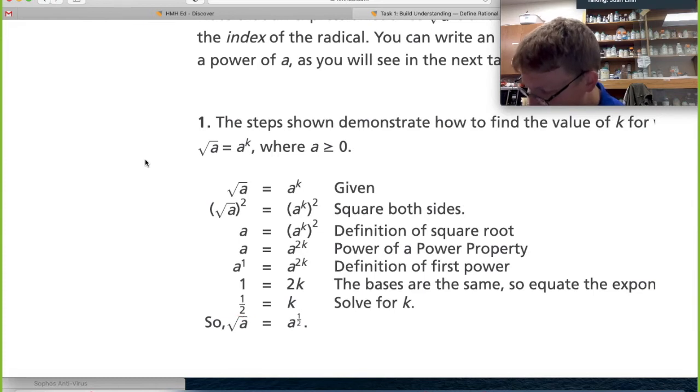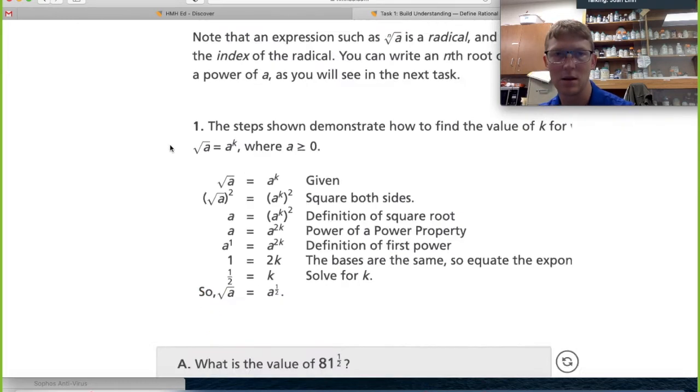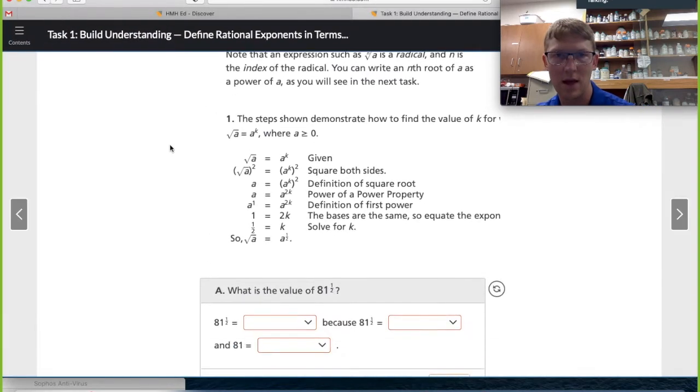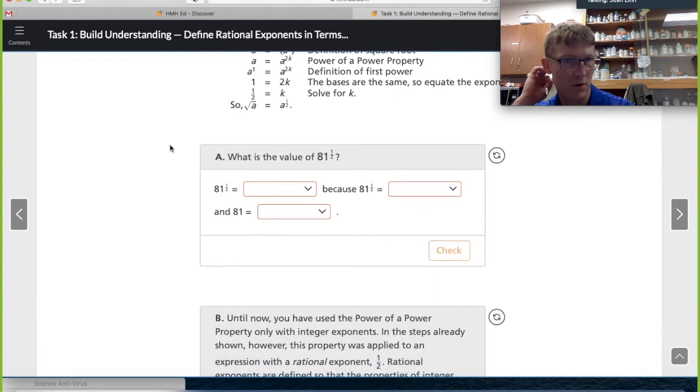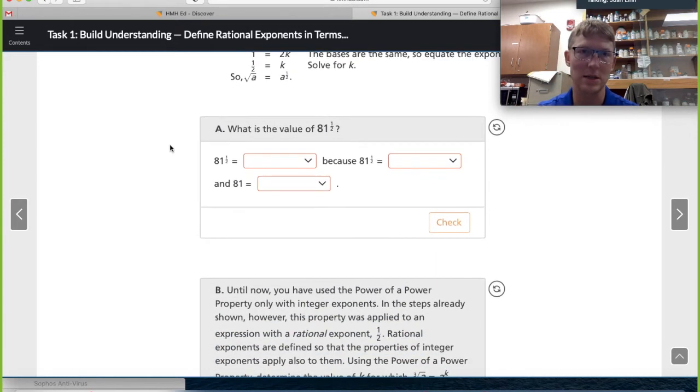So why do we do all that? The square root of a is also equal to a to the power of 1/2. That's a very useful thing to know, and as we move down, we will see that this creates a pattern. So let's do a couple of practice problems here.